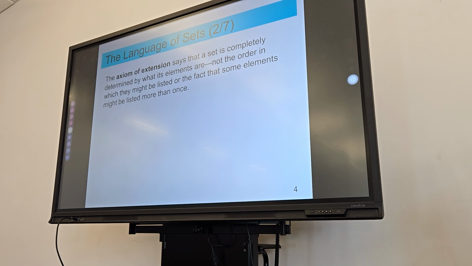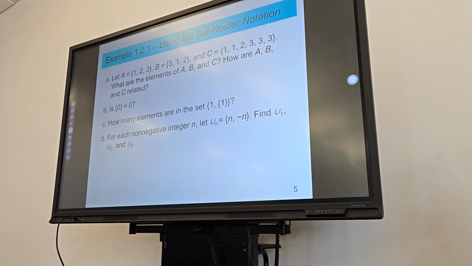The axiom of extension says that a set is completely determined by what its elements are, not the order in which they are listed, or the fact that some elements may be duplicated. Okay, this is where it's different from an array in C++. So, let A be the set 1, 2, 3, and B be the set 3, 1, 2, and C be 1, 1, 2, 3, 3, 3. They are all the same set. They are different ways of expressing the same set.